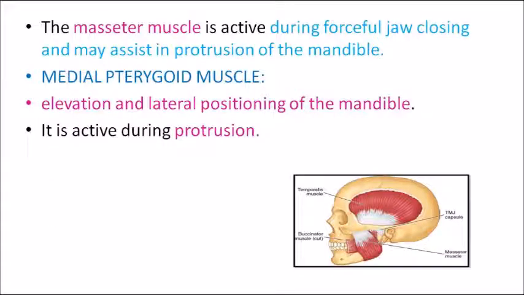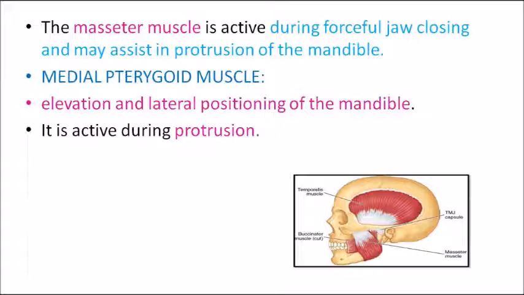Now the second important muscle is your masseter muscle, which is active during forceful jaw closing and it also assists in protrusion of the mandible. So the masseter muscle, like the superior head of the lateral pterygoid, is associated with forceful jaw closing and it also assists in protrusion of the mandible. Now the third muscle is your medial pterygoid muscle. The medial pterygoid muscle is associated with elevation and lateral positioning of the mandible. It is also active during protrusion.